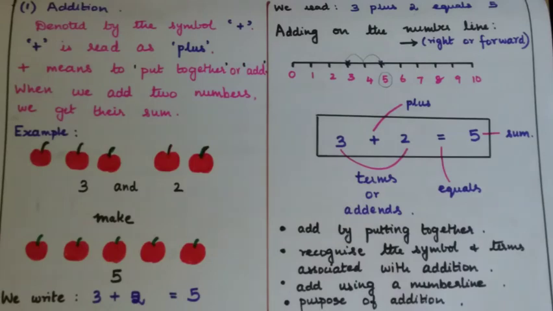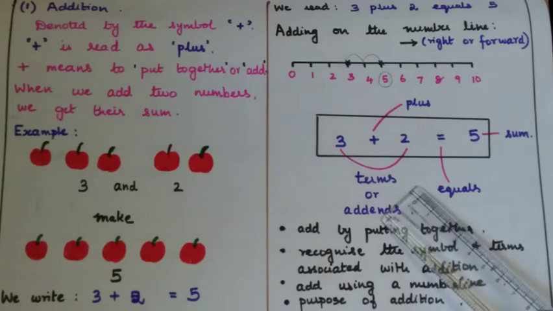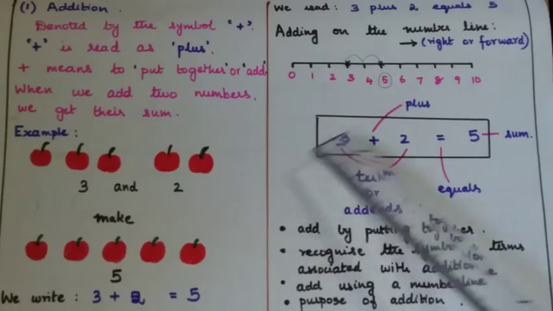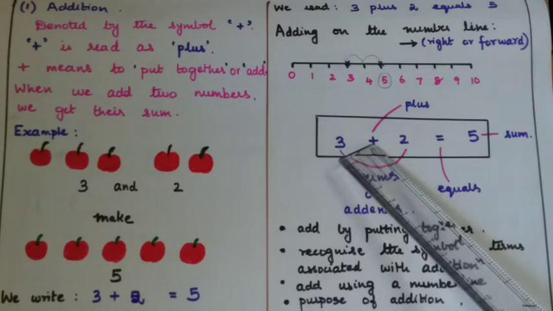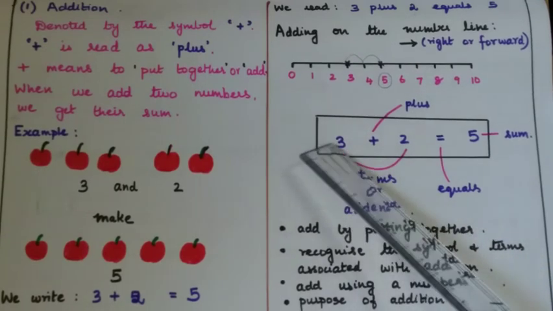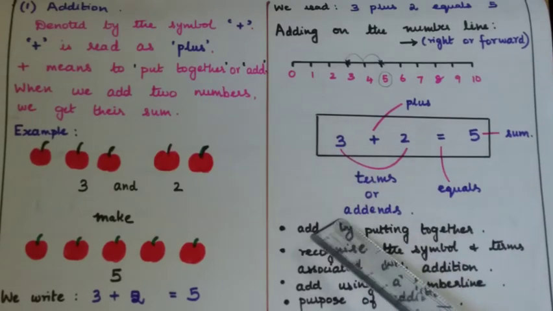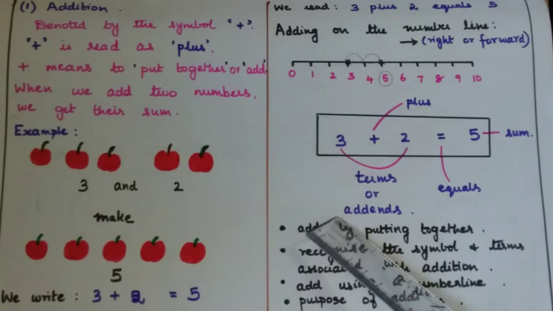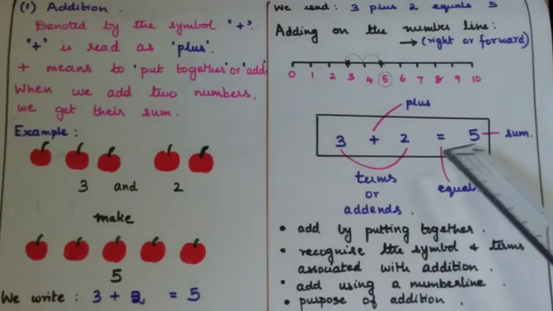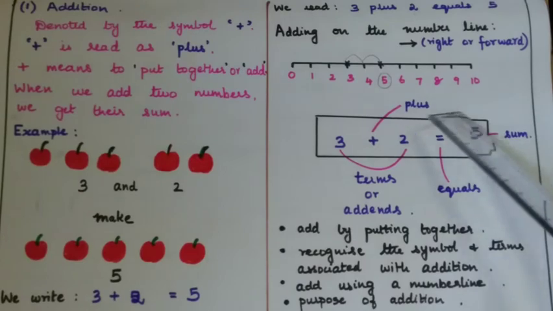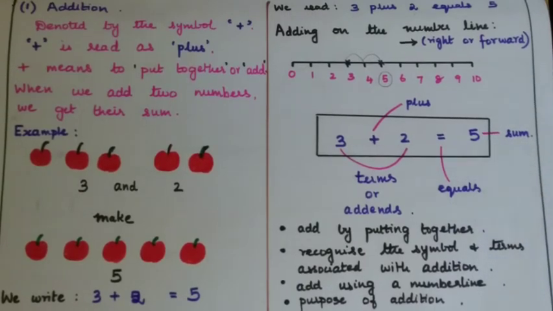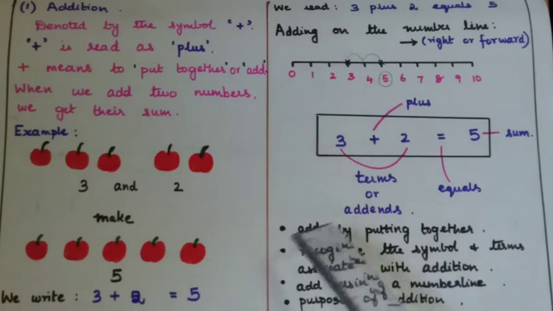Now let's explain the terms associated with addition. So here in this problem, we have added 3 plus 2 and the result obtained is 5. So the operator in between is called the plus, and the two numbers which we are adding are called the addends or terms. And the two horizontal lines are called equals and the result that we have obtained is called the sum. These are the basic things that the child needs to know about addition.